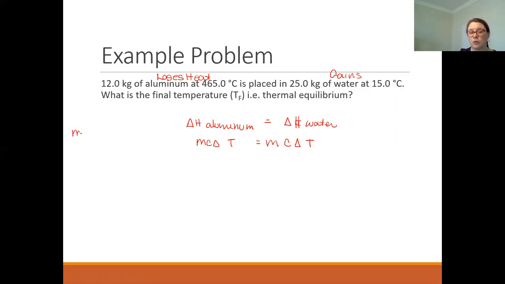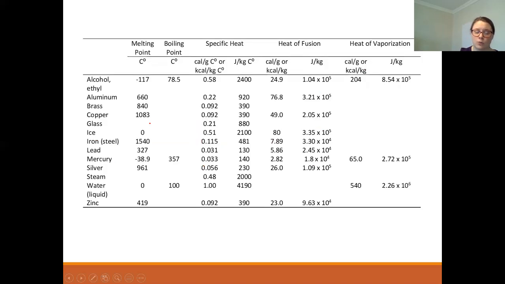So the mass of aluminum is equal to 12 kg. Our C we're going to have to find, and our change in temperature, well, we can't really tell our change in temperature because we don't know what the end temperature is, but we know it's going to be 465 minus the final temperature. Okay, we're just going to leave that. We're actually going to do some algebra with this. All right, let's find the C for aluminum. So aluminum is here.